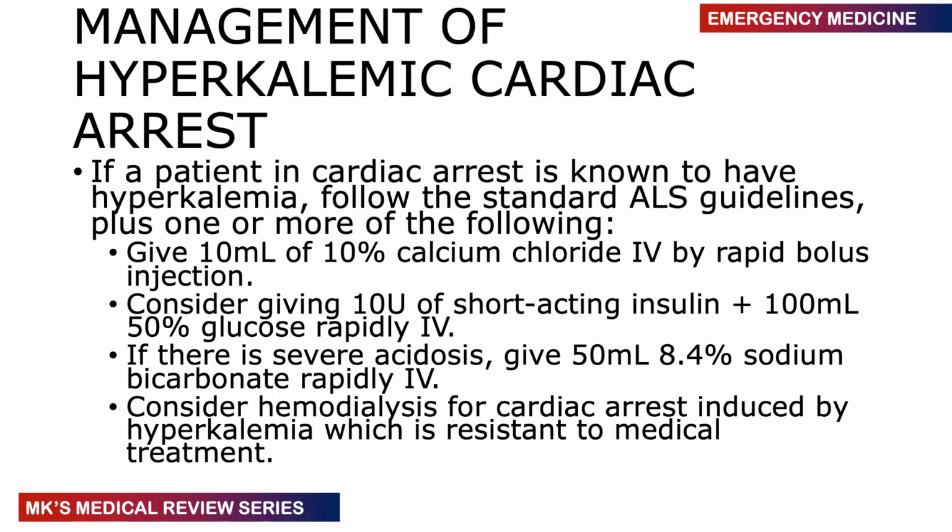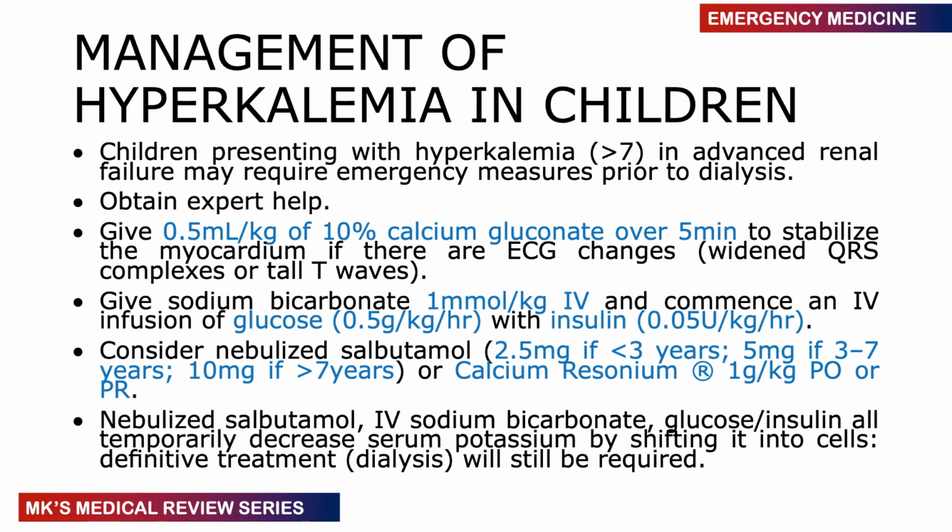Consider giving them 10 international units of short-acting insulin with 100 mLs of 50% dextrose. And then if they have severe acidosis, consider giving them 50 mLs of 8.4% sodium bicarb rapidly as an IV infusion. Then you may consider hemodialysis for those that have cardiac arrest induced by hyperkalemia and are not responding to medical treatment. In terms of management of hyperkalemia in children, remember that children may actually present with hyperkalemia greater than 7, especially those with advanced renal failure.